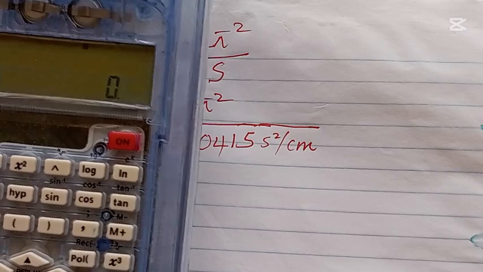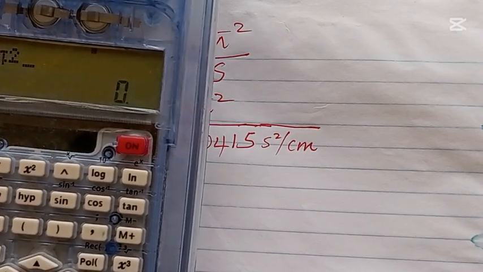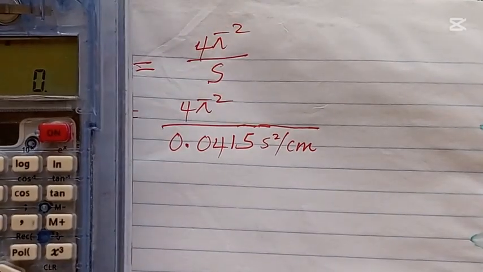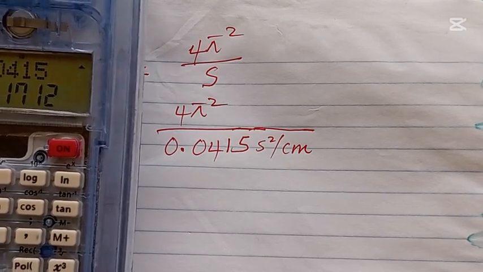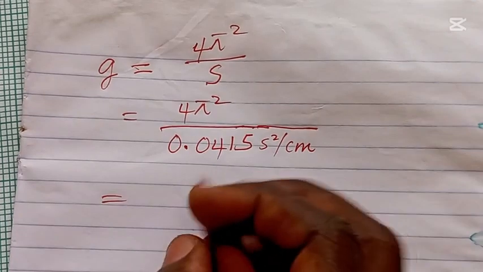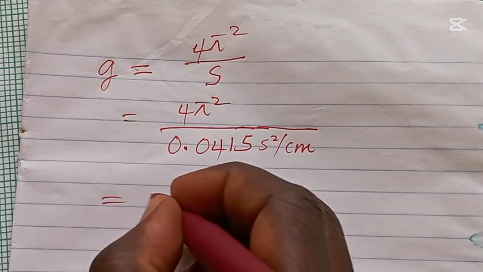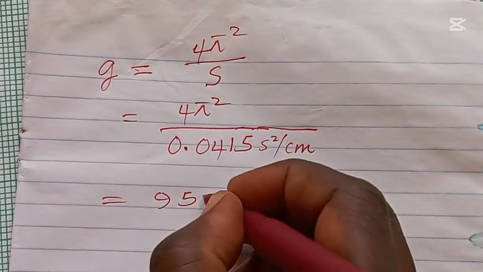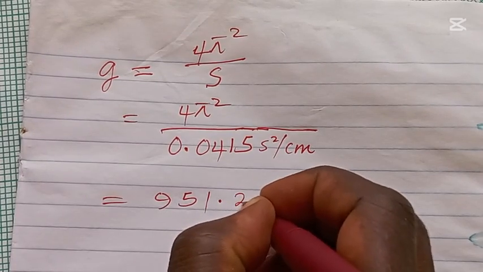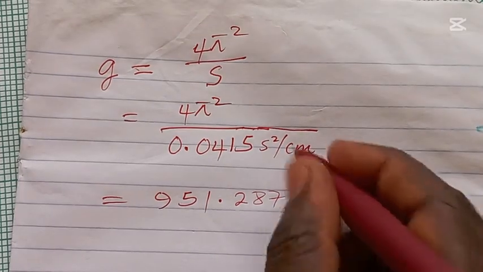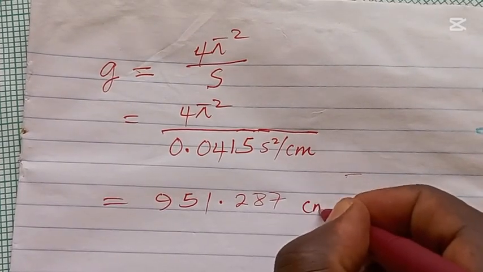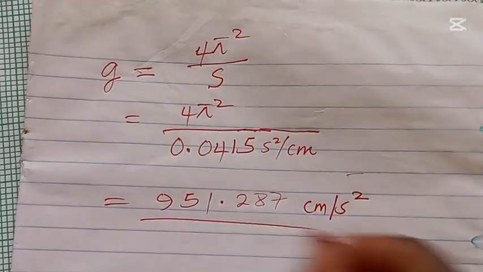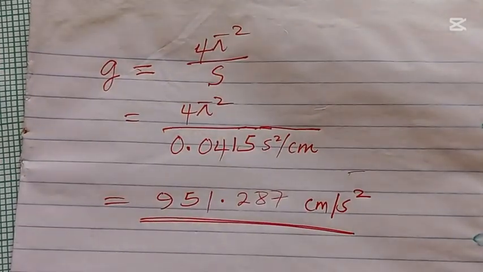4 pi squared divided by 0.0415. Okay, so we got 951.287 approximately. Now we have to change the unit since it's in the denominator, so this becomes centimeter per second square. So this is our g in centimeters per second square according to our observations.